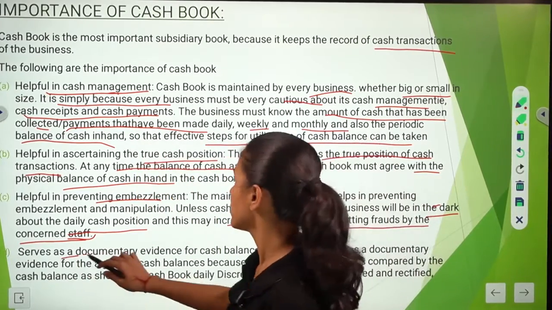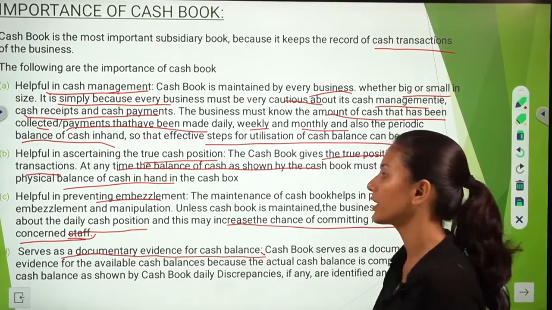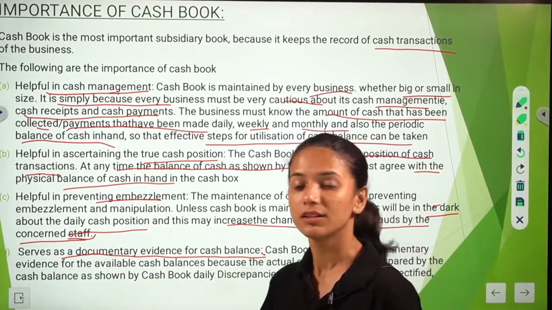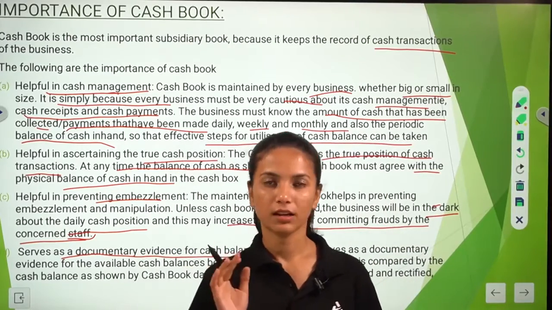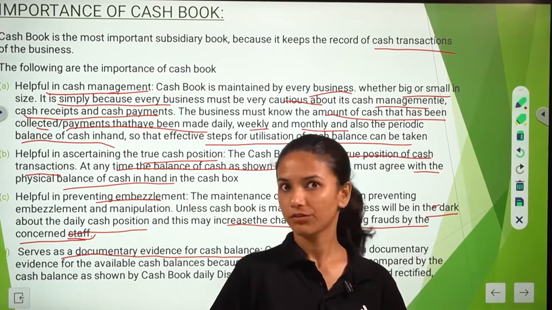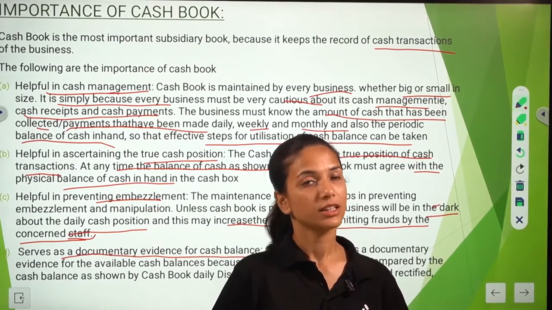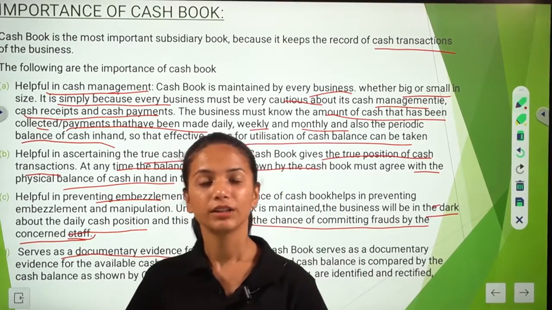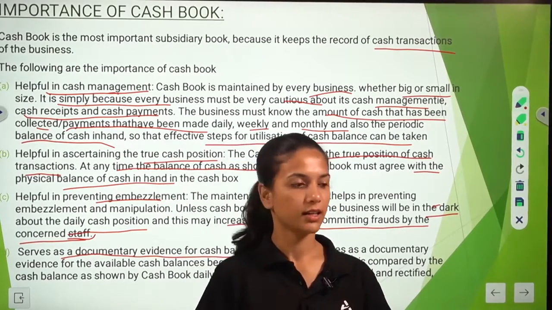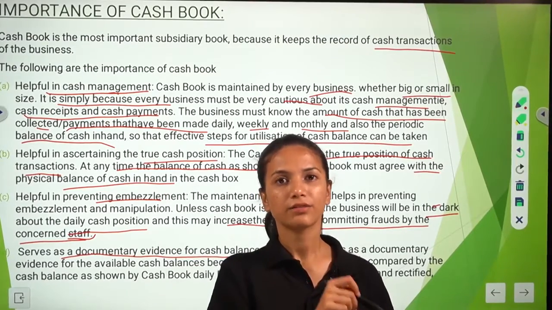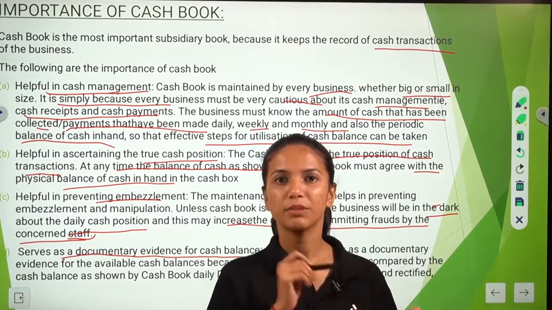Next, serves as documentary evidence for cash balance. Whatever amount of cash balance you are having, if legal action is taken against your business, that you have done something fraudulent, or if there is an income tax issue or any tax issue, then at that time you can directly show your cash book and say, yes, this much I have spent, this much I have sold, this much I have purchased, and that's why I am having this much balance in my hand.